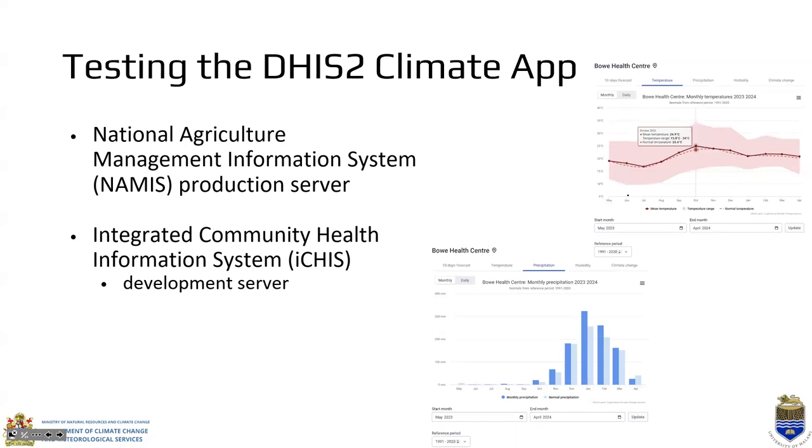Besides that, we are also involved in the development of the community health information system. So that's also installed there, and this is where these screenshots are from. On the development servers for the CHIS, that's where we are trying to see how we can interact with this data. And once the tests are done and wider consultations are had with the broader ministry, we'll see how this can be leveraged, for example, in the HMIS and also in the production servers.